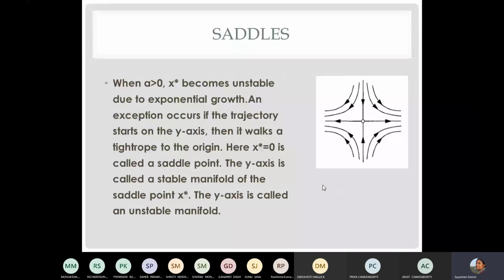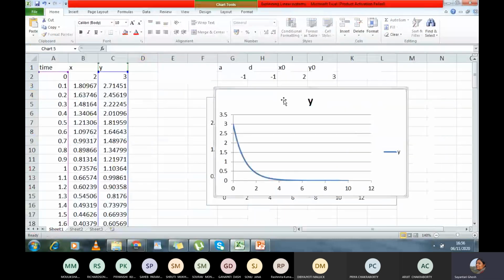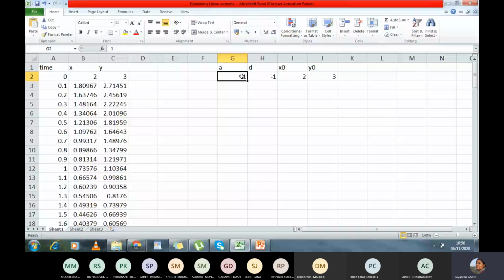So in that Excel file, now let us just see what happens if I make A greater than 0. Let me just go back and change our picture a little bit. So let us make A positive. Let us suggest a positive value, say 2. 2 is fine. So A is 2.